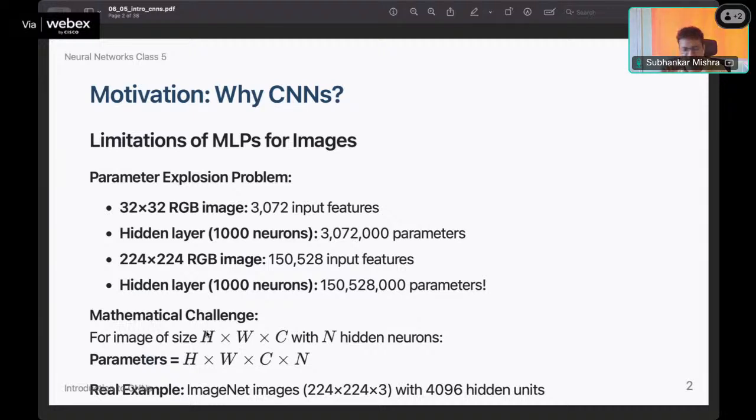So now assume AlexNet used only 4096 hidden units. If we just used MLPs to solve that problem, we would have 606 million parameters, right? And that is just one layer. This is completely impractical to train with so many parameters. It will take a long time, it will use a lot of compute, and it will overfit immediately. And you will not even find a GPU that can actually push 616 million parameters.